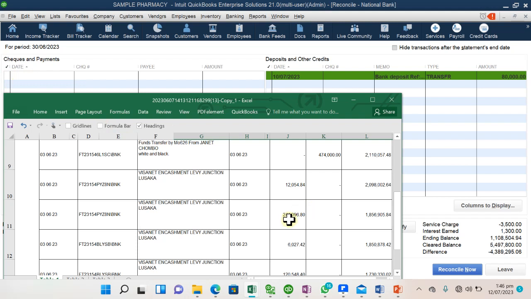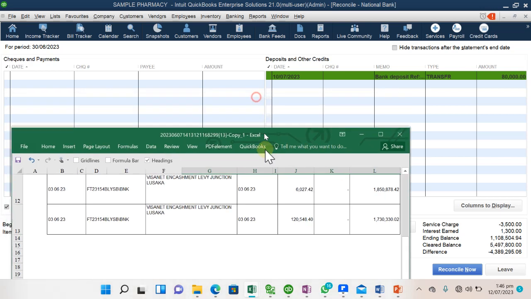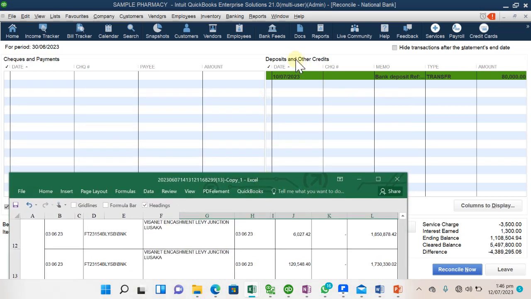You check also the other one, 241,096.80. You check also if it is found. So you check all those deposits that are found in the statement, and they are also available in your system. You tick them here, and then the checks, which are all the payments, in this case all the debits, you also do the same, you check those that are found.